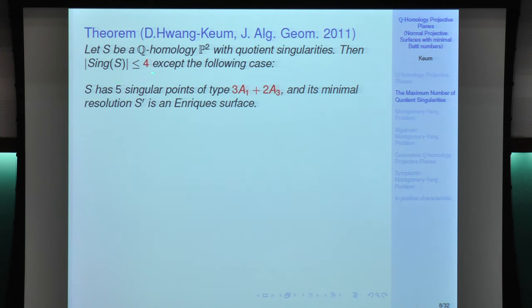Here is the more precise statement. Let S be a Q-homology P2 with quotient singularities. Then the number of singular points is bounded by 4, except in the following exceptional case. S has 5 singular points of type 3A1 plus 2A3, meaning 3 singular points of type A1 and 2 singular points of type A3, which all happen to be rational double points, though here we only need quotient singularities. And its minimal resolution is an NK surface.